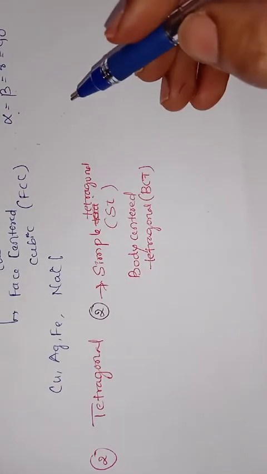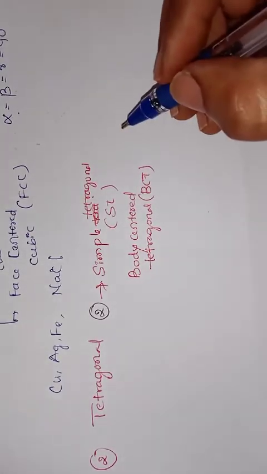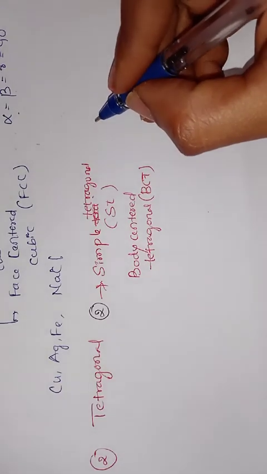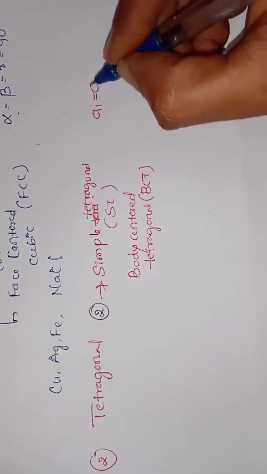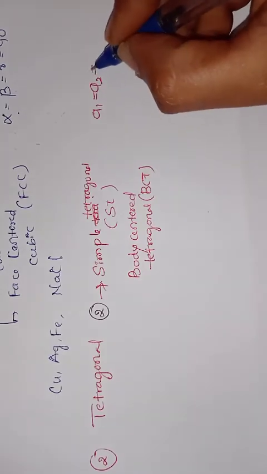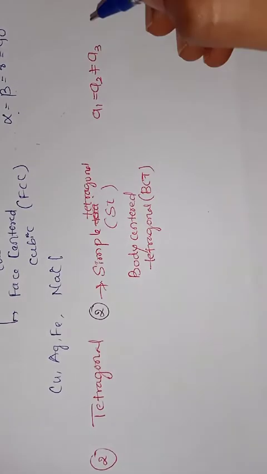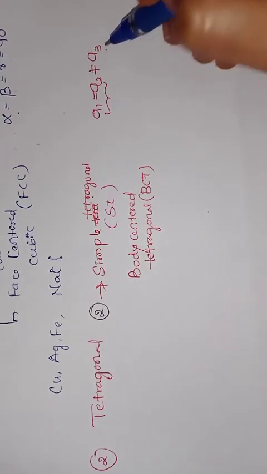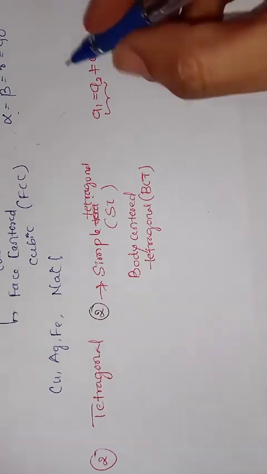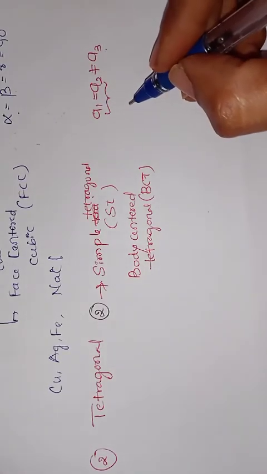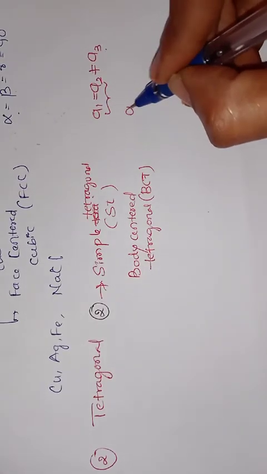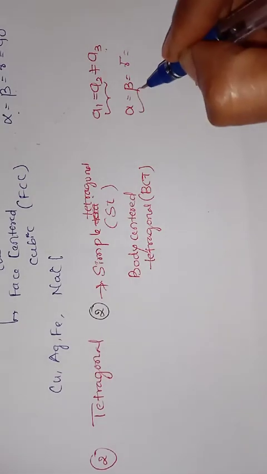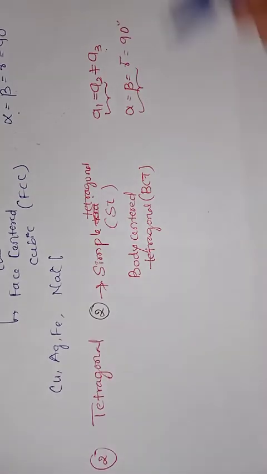Then what is the lattice parameter measurement? Here the lattice parameter measurements are A1 equals A2, but not equal to A3. Only 2 parameters are equal and another one has a different measurement. Then what about the angles between them? The angles are alpha equals beta equals gamma. These 3 angles are equal to 90 degree.